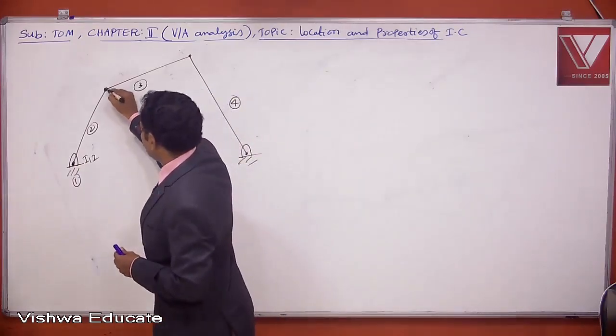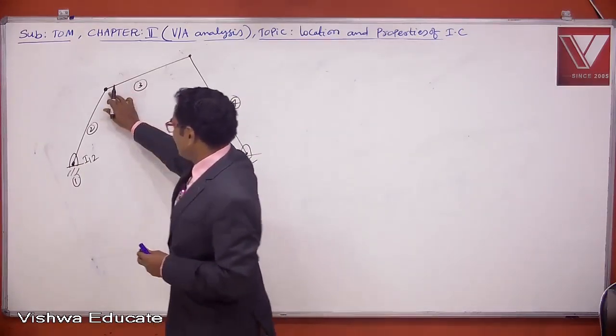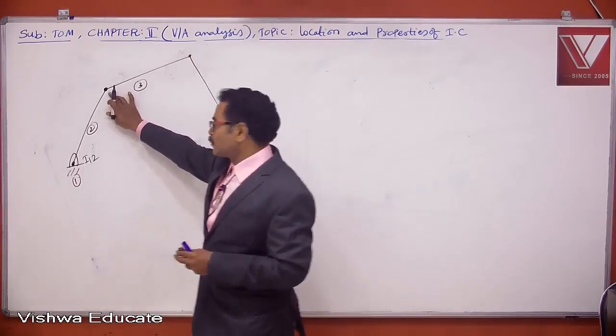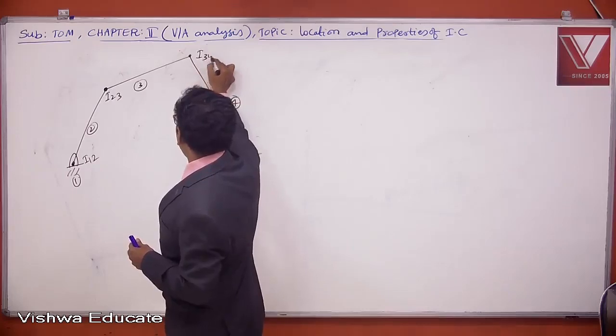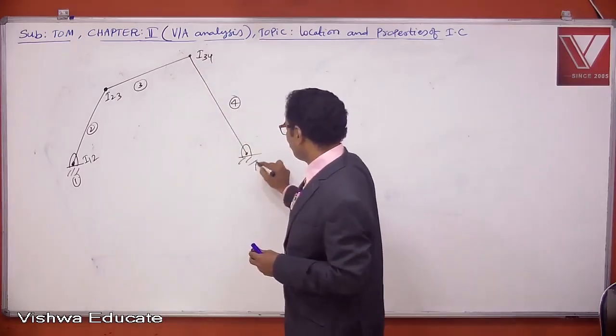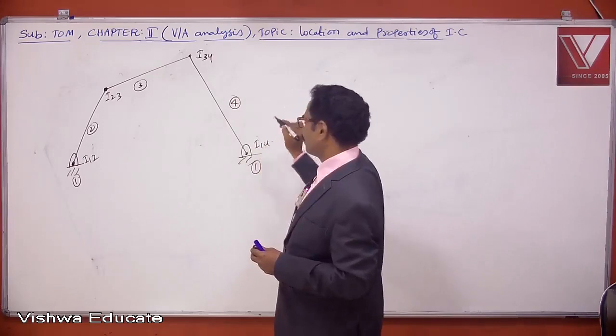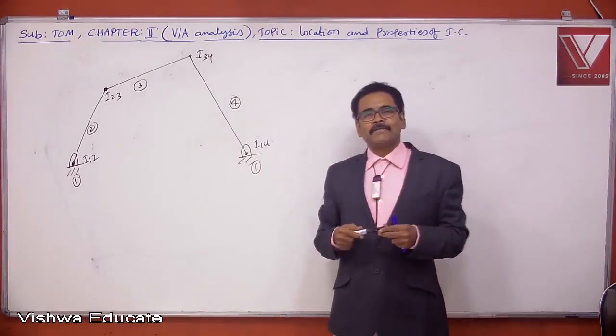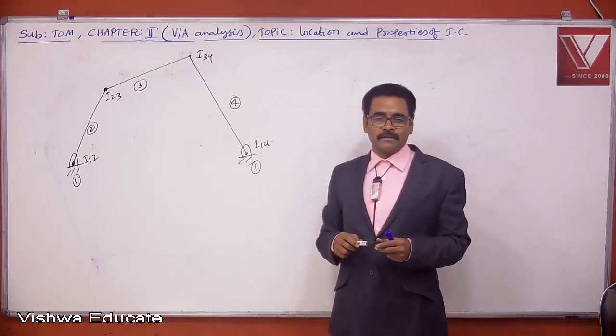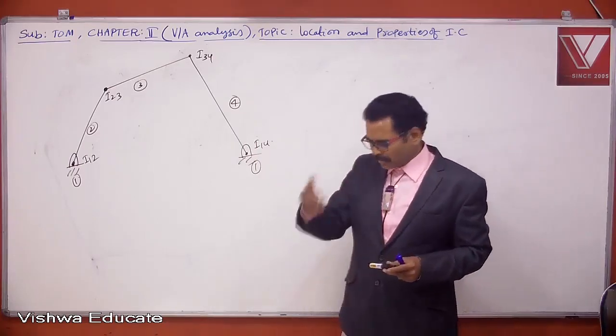At this pin joint also, one more IC. Which IC? At this pin joint, link 2 and link 3 are joined. So definitely I23 lies here. Similarly here, I34 lies. Similarly at this pin joint, I14 lies. So if 2 links are joined by a pin joint, their common IC lies at the center of the pin.